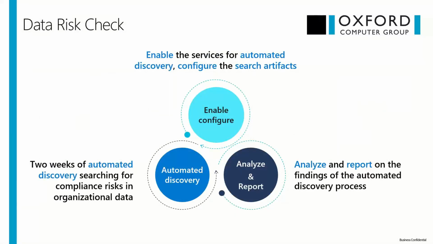And this is just drilling down a little bit further into the data risk check. There are 3 main activities. It's enabling and configuring all the services that are required for the automated discovery in the environment, running that automated process for 2 weeks, and then analyzing and reporting on the findings.